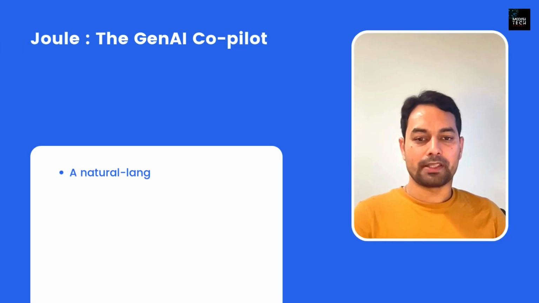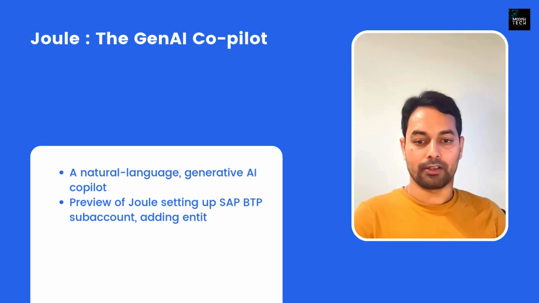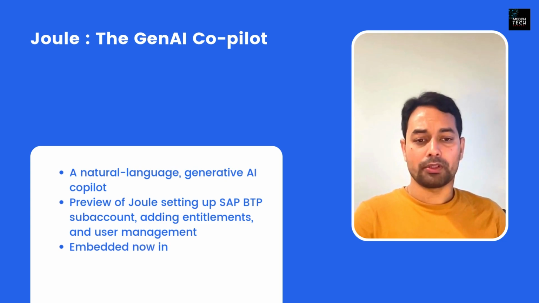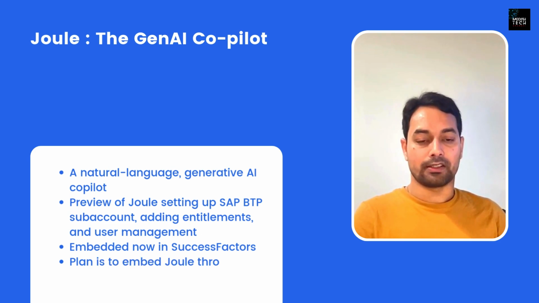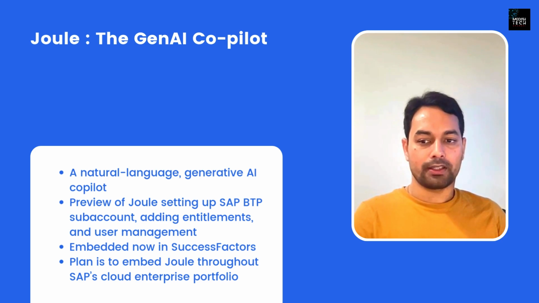So SAP Joule is basically the Gen AI Copilot. It is powered by generative AI, and you just need to talk to Joule in plain simple English, called prompts, and it will do the job for you. We have seen multiple demos where BTP user management or entitlements have been acted upon just by giving prompts in English. So it's basically the generative AI copilot that is embedded throughout SAP's cloud enterprise portfolio.